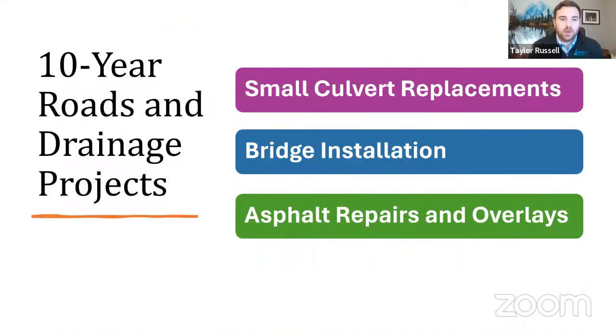So there are 3 different types of projects that we are focused on for the next 10 years. These include small culvert replacements, bridge installations, and asphalt repairs and overlays. I'll go through each one of these and the projects we have planned.